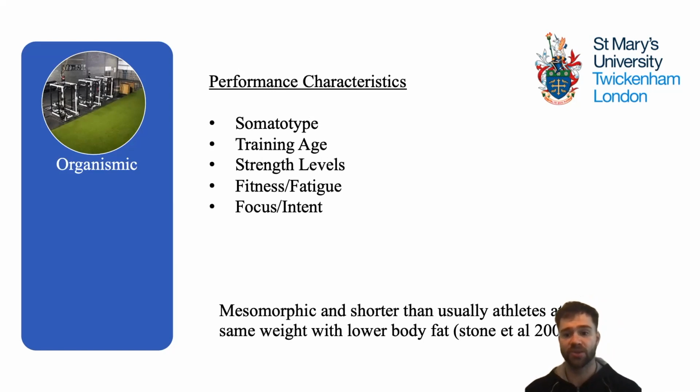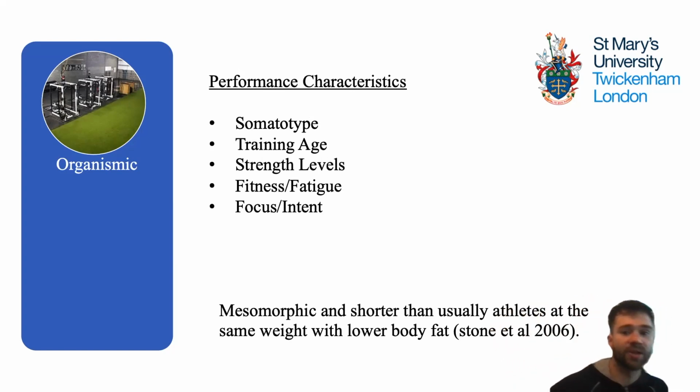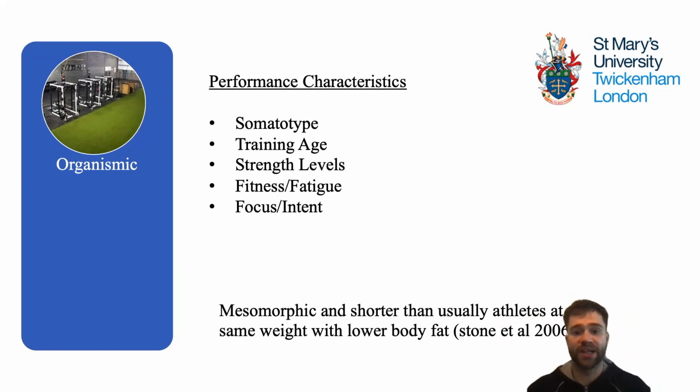So the quote here from Stone et al. 2006 states that weightlifters are generally mesomorphic and shorter than usual athletes at the same weight with lower body fat. So soma types, training age, strength levels, fitness and fatigue, focus and intent are all organismic constraints that we can manipulate to try and improve movement outcomes and performance characteristics.